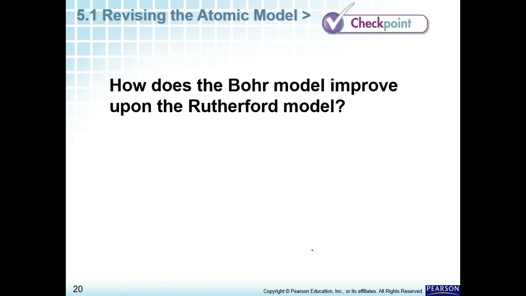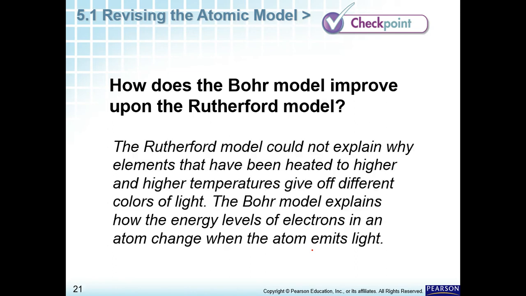So how did Bohr's model improve upon Rutherford's model? The Rutherford model could not explain why elements that have been heated can give off different colors of light, but Bohr's model explains this using the concept of energy levels. It states that because of energy levels and electrons moving between them, that's why we see these different colors, or this is why we see light being emitted.